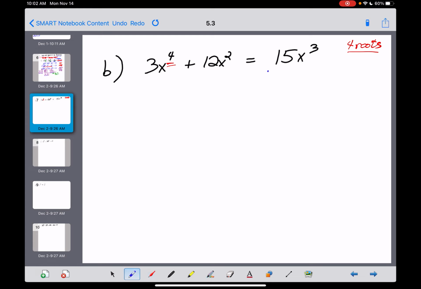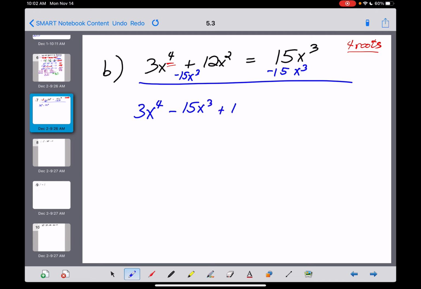Step 1, get it equal to 0. So I'm going to subtract the 15x cubed, and I'll have to cram that in between right here because I would like this to be in the right order. We're going to end up with 3x to the 4th minus 15x cubed plus 12x squared, all of which is equal to 0. Guys, I can't stress this enough. Everything we do in these problems is predicated on the zero product property, which only works if your right side is 0. So you've got to bring that other term to the other side. There's no point in factoring or doing anything else unless you've done that.